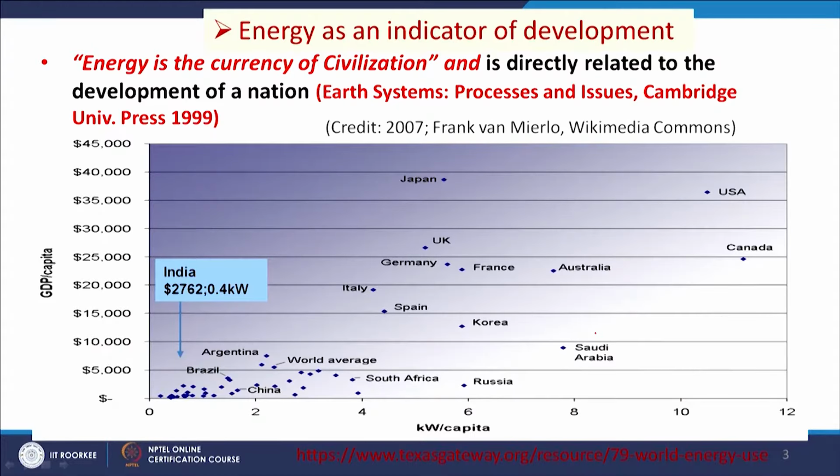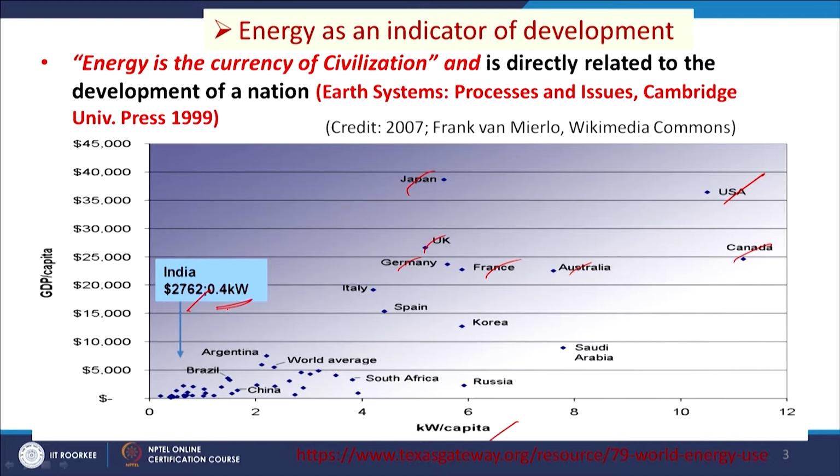If we see the graph here, it is very clear that developed countries like USA, Canada, Japan, UK, France, Australia, Germany, all these countries have a very high GDP and they are also consuming more energy per capita. But in our case in India, we have a very low GDP in comparison to these countries, and the per capita energy consumption is also very low.